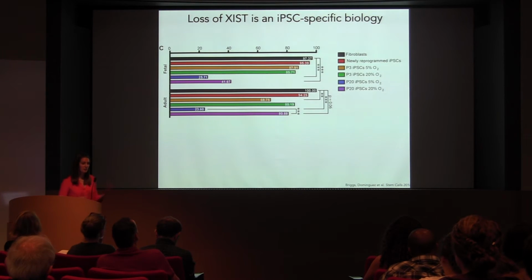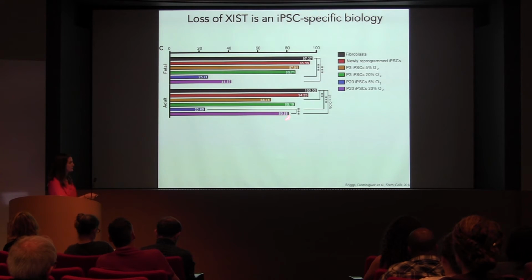I like to look at this another way because I think it's a little bit simpler to visualize. What we're looking at here is the percentage of cells that are XIST positive over time. So we start with fibroblasts that we know have XIST. They have an inactive X chromosome. But then over time, here's passage 3 and here's passage 20, we're seeing a loss of XIST expression. And again, it's not as obvious in the adult cell line because we do see this one condition where we don't lose XIST as quickly.